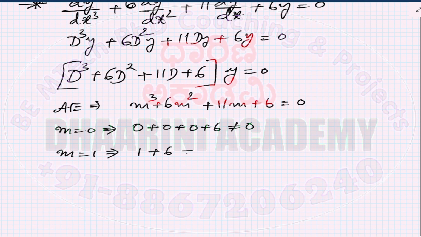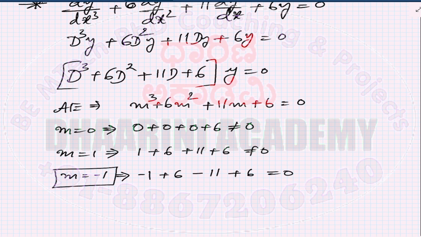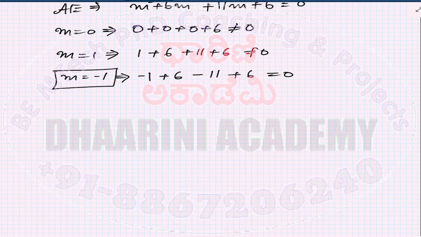Then plus 11 plus 6 is not equal to 0. When I have plus 1, I'll go to minus 1 now. So minus 1 cubed is minus 1, plus 6, minus 11, plus 6, equal to 0. So you see that m equal to minus 1 is one of the roots. For making the table, I should know one of the roots. I have to get to know about one of the roots somehow. Only when you know that can you do this.